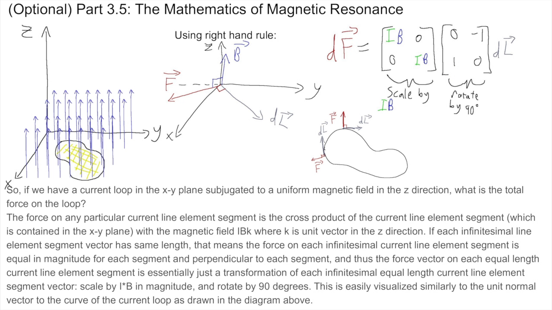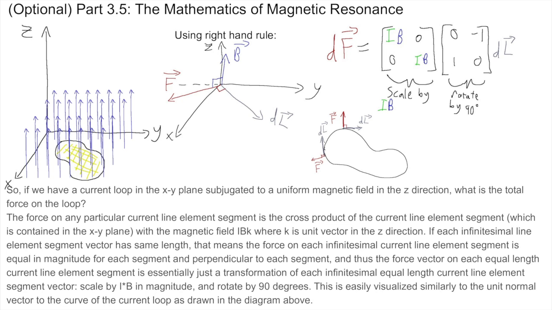So, if we have a current loop in the xy plane subjected to a uniform magnetic field in the z direction, what is the total force on the loop? The force on any particular current line element segment is the cross product of the current line element segment, which is contained in the xy plane, with the magnetic field B k hat, where k hat is the unit vector in the z direction.